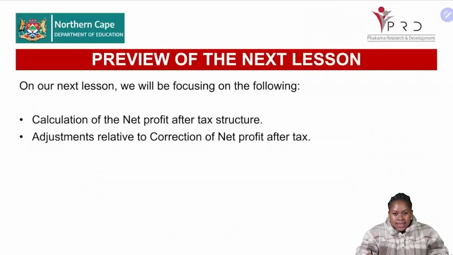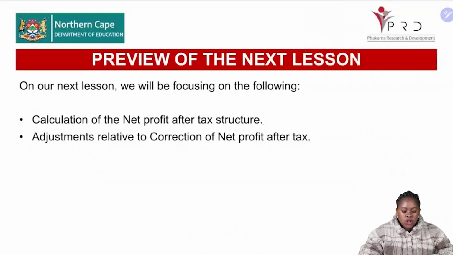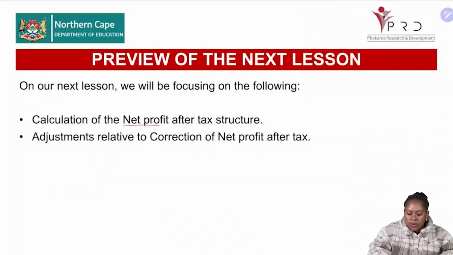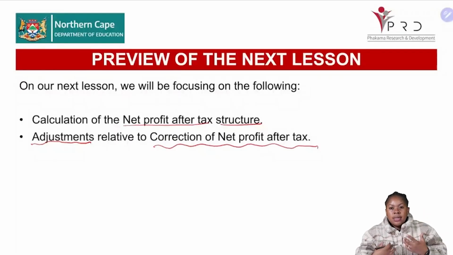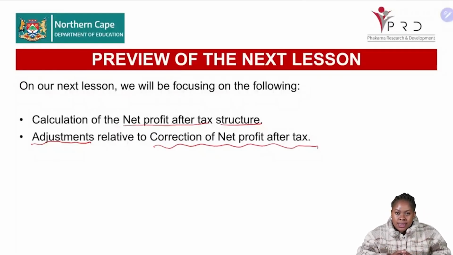In the next lesson, these are the things we're going to be looking at. We are going to be looking at the calculation of the net profit after tax structure. Then you must also be able to do adjustments relating to the correction of the net profit after tax. So this is another way that the examiner can test question 1. So instead of testing the income statement, they can test the net profit after tax or the correction of the net profit after tax. So it's another aspect that we need to look into.